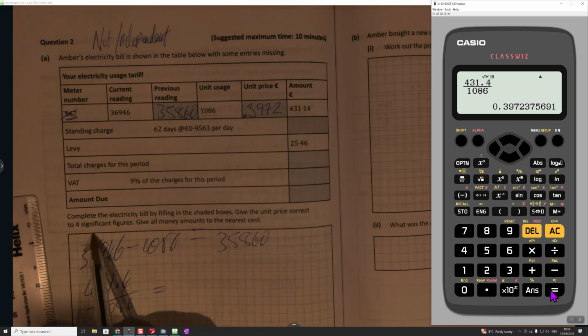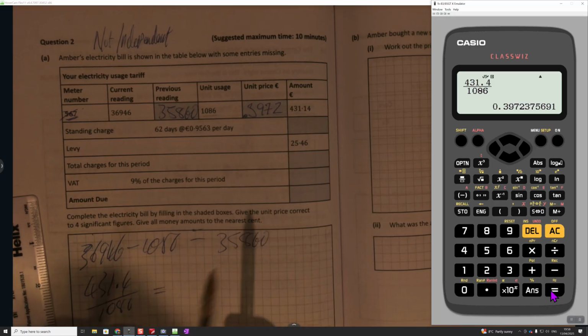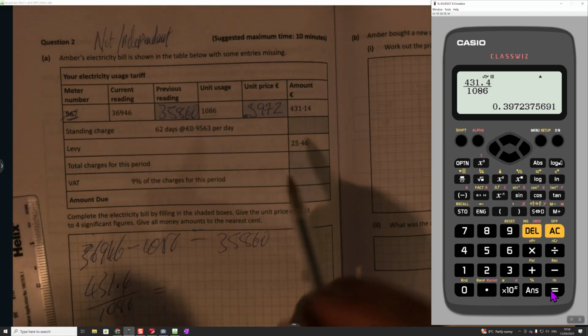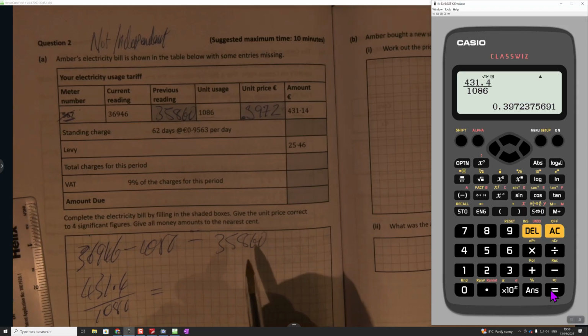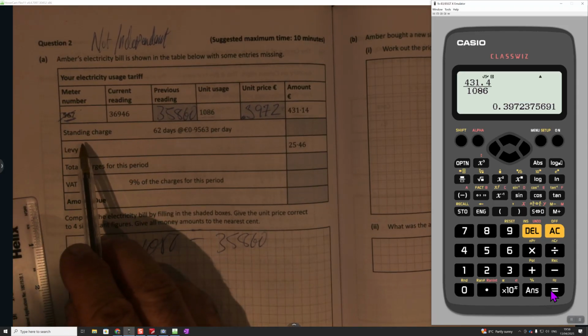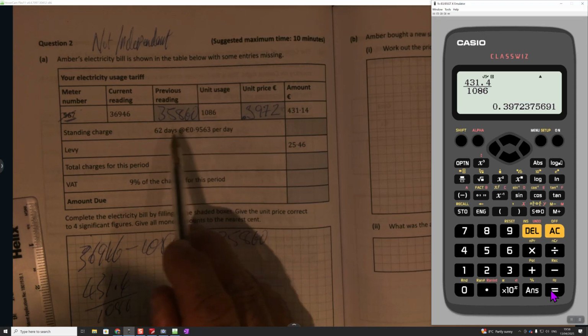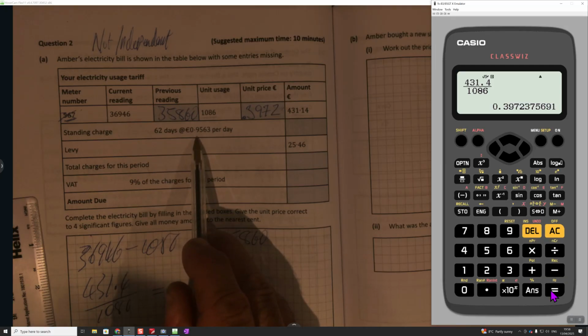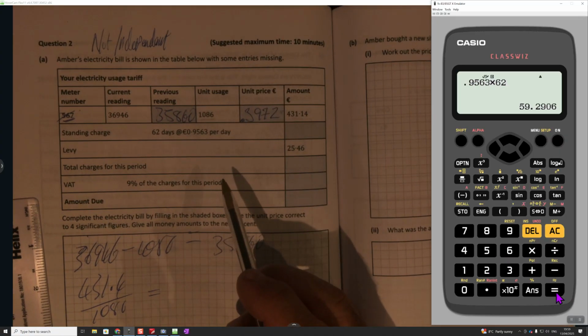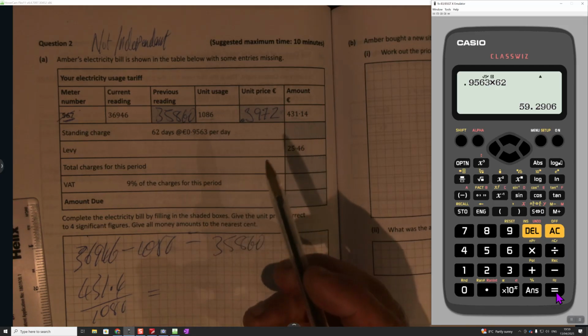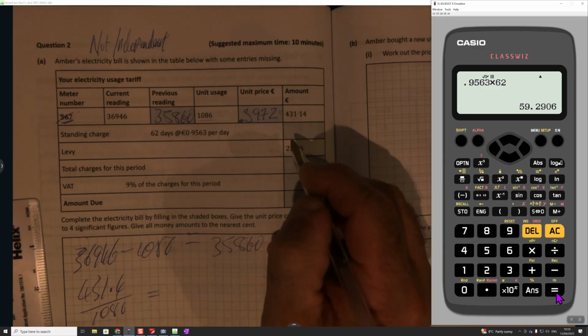It says 4 significant figures, and I think I'm okay there in that the next number there would have been a 3. Okay, so what else are we missing? We have a standing charge for 62 days so we just need to multiply the 62 days by 0.9563. That's how much it costs just to be connected to the network every day, the 0.9563, 95 cents, and then you multiply that by 62, giving us 59.29.